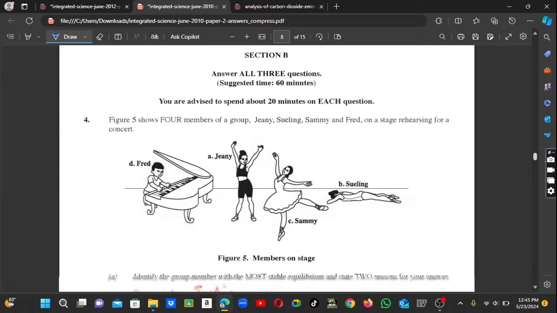So here we are at section B. We need to state the four members of the group. We have seen Jenny, Sweeling, Sammy, and Fred rehearsing on stage. This is a rehearsing concert. So we have Fred here, Jenny here, Sweeling, and Sammy. Let's see what's going on here.